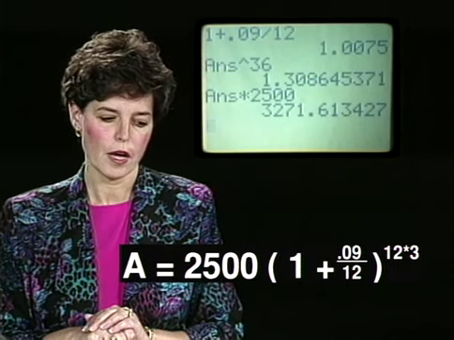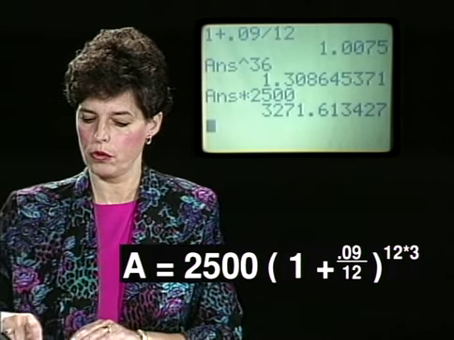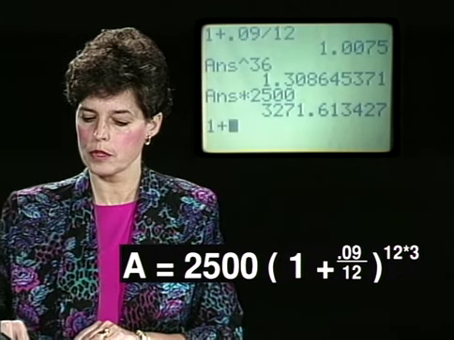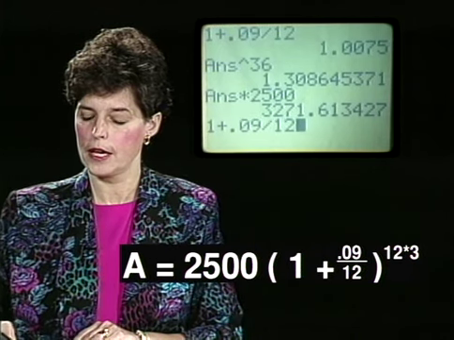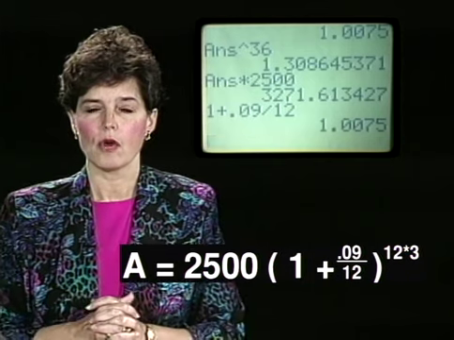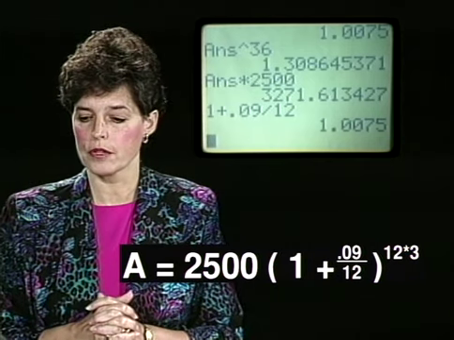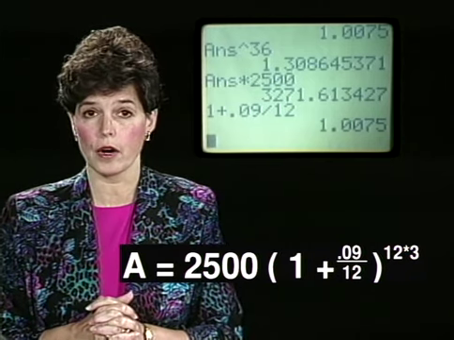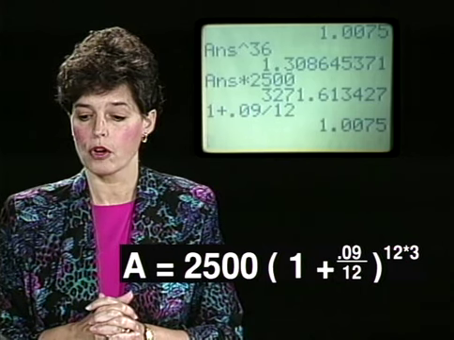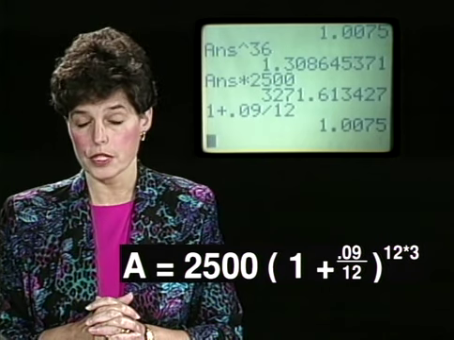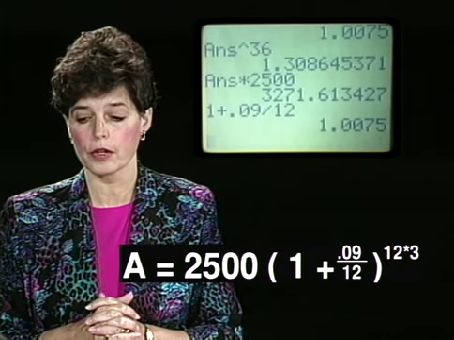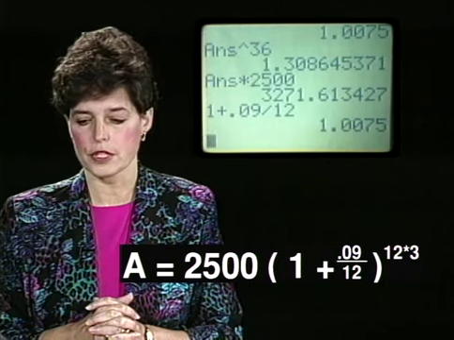Let's do this problem in a little bit different way now. Let's do the part in parentheses first, 1 plus 0.09 divided by 12, get that answer. Okay, now the way that we're going to use the calculator this time is to realize just where we are at this moment. I have that the amount is going to be 2,500 times this answer that's on my screen at this moment to the power of 36.